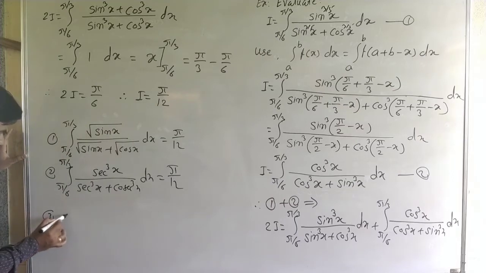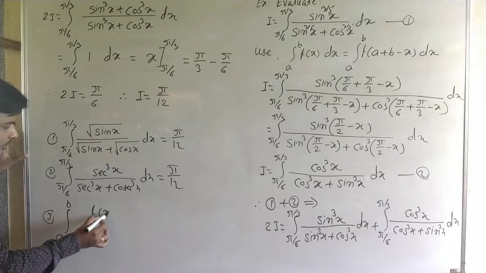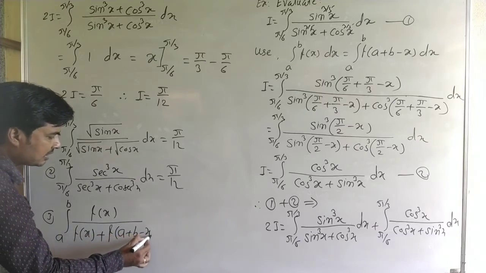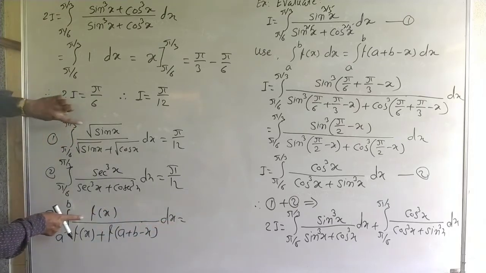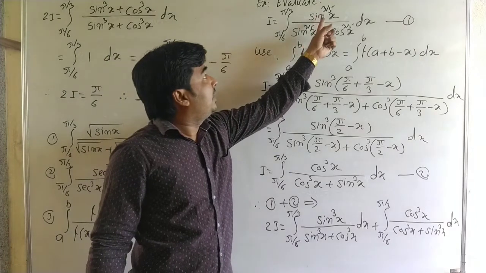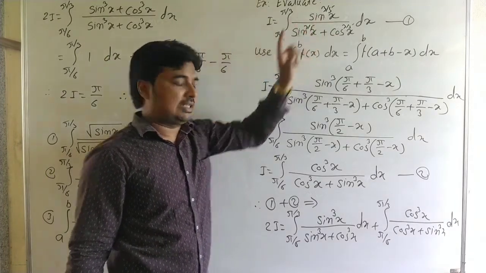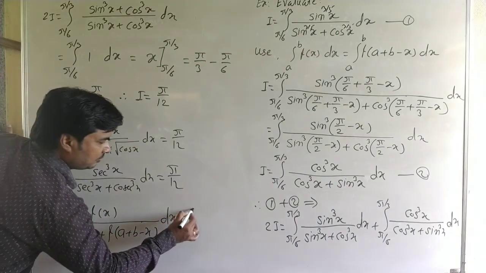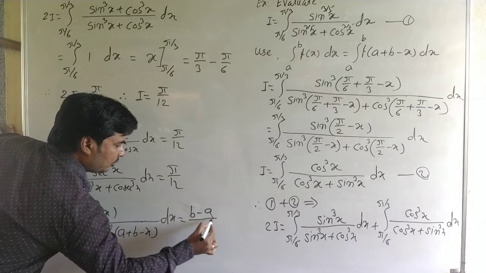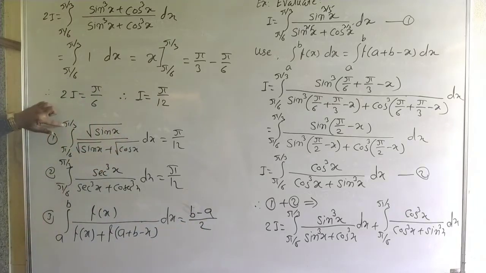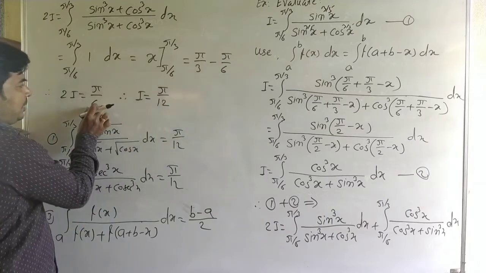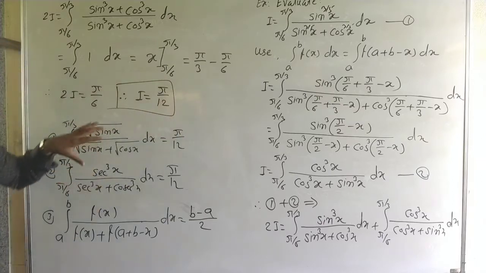So in general, here integral a to b of f of x upon f of x plus f of a plus b minus x, see carefully this, is equal to: here the integrand is f of x upon f of x plus f of a plus b minus x. This is such a type of integral, and the answer is b minus a upon 2. Here it is pi by 6, pi by 3, that is pi by 3 minus pi by 6 upon 2, pi by 3 minus pi by 6 is pi by 6, and upon 2, the last answer is pi by 12. This is the trigonometric case.